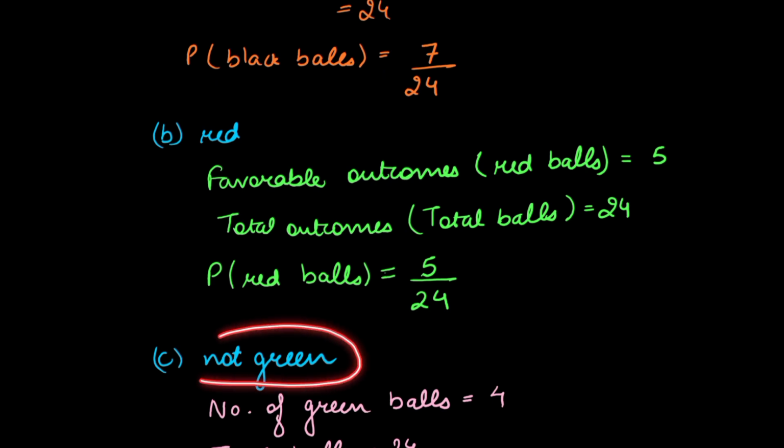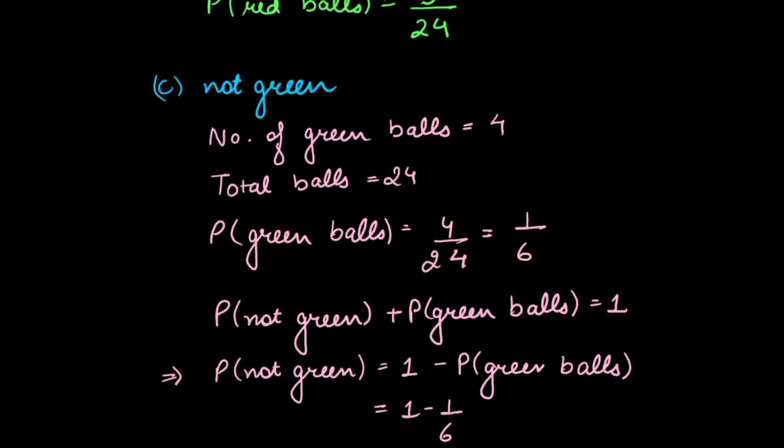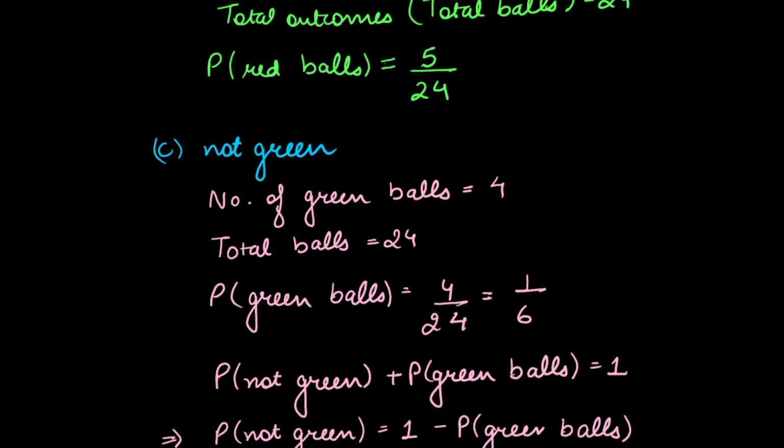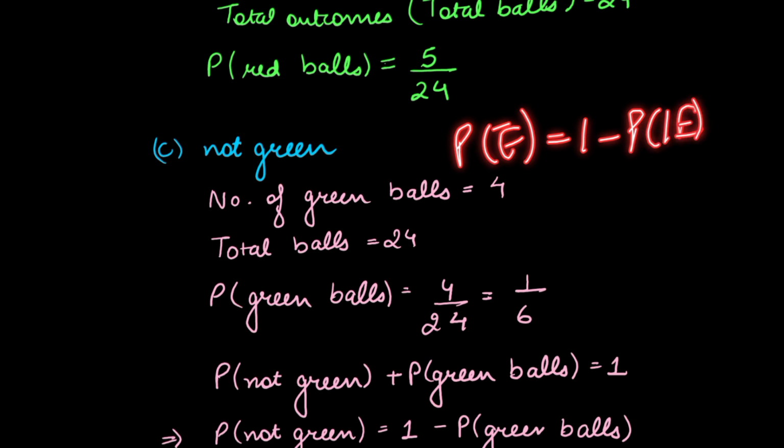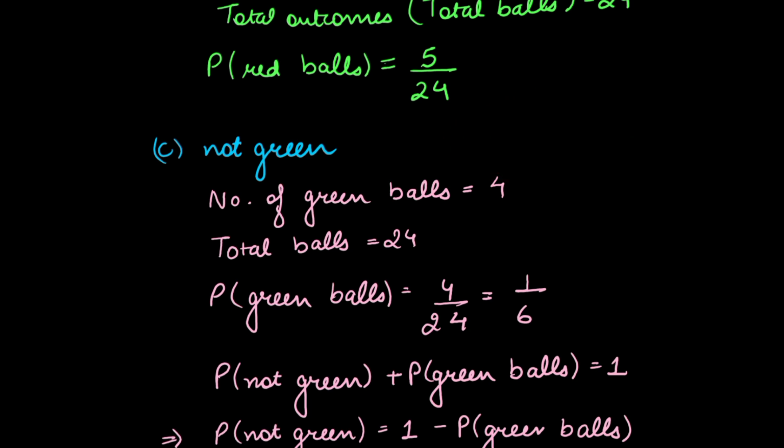Not green. Now we can do this in 2 ways. First, we can find the probability of getting a green ball and subtract it from 1, that is P of non-occurrence of an event is equal to 1 minus P, the probability of an occurrence of an event. We can use this. So let's first see this method. The total number of green balls is 4 and the total number of balls is 24. So the probability of getting a green ball is 4 by 24, that is 1 by 6.